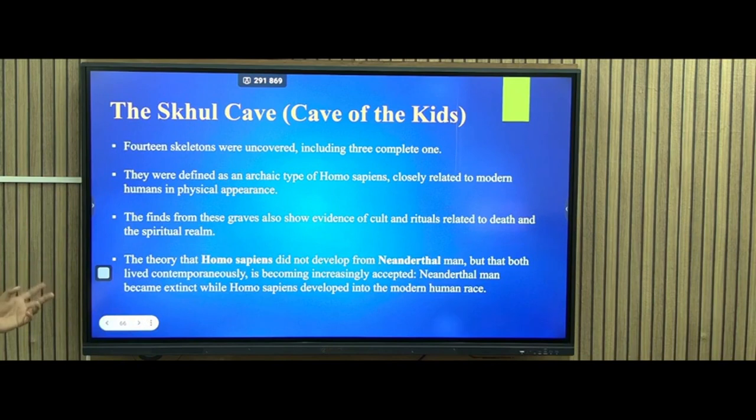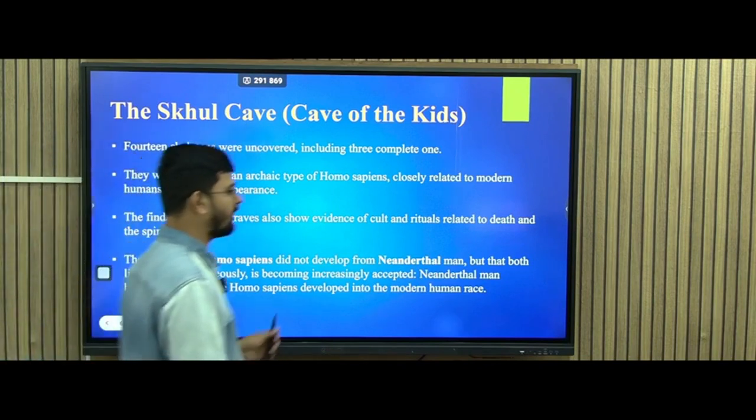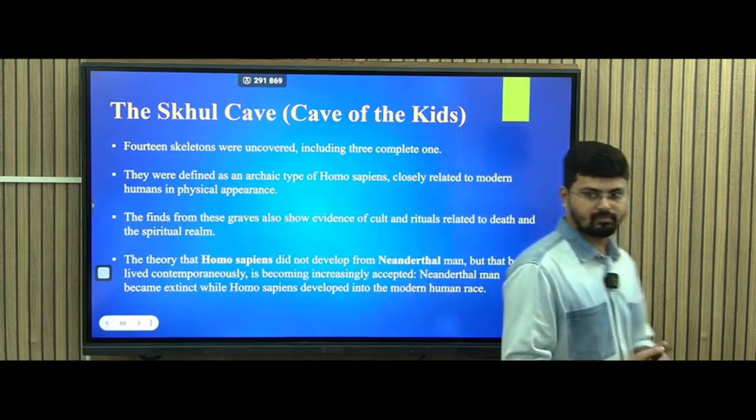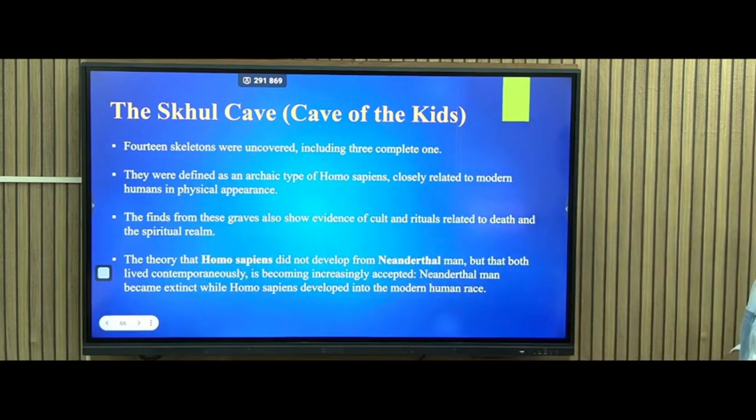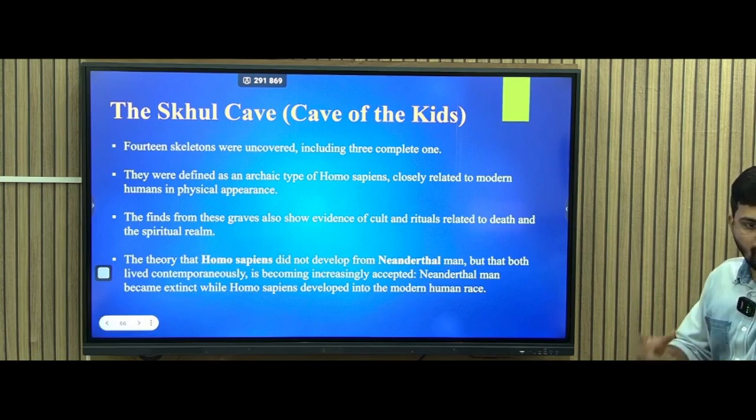Right. And then I told you one more place where the fossils of Neanderthal have been found, that is Skhul. Here 14 skeletons were found. You need to just have an idea of what all has been found. Archaic type of Homo sapiens. Archaic type means an older version of Homo sapiens has been found here.